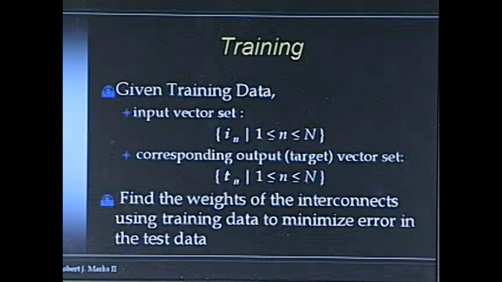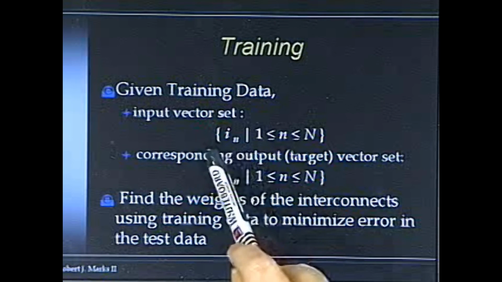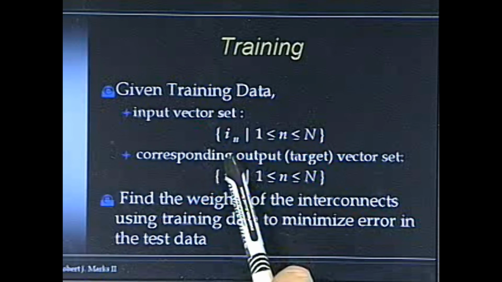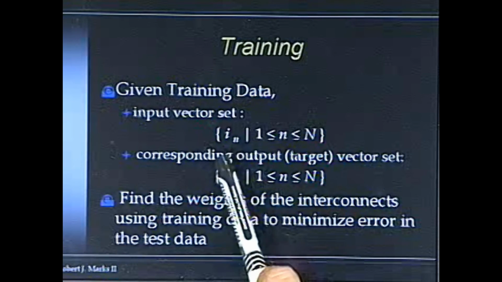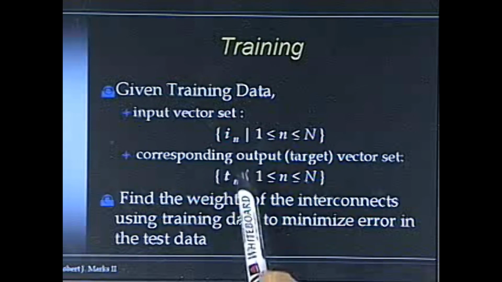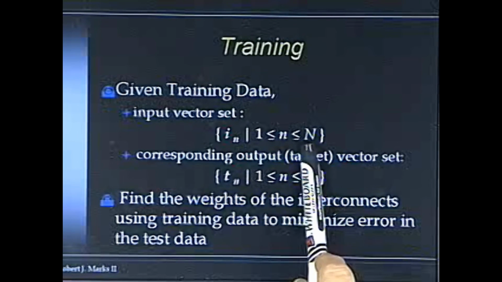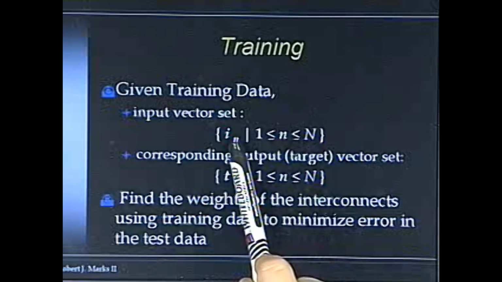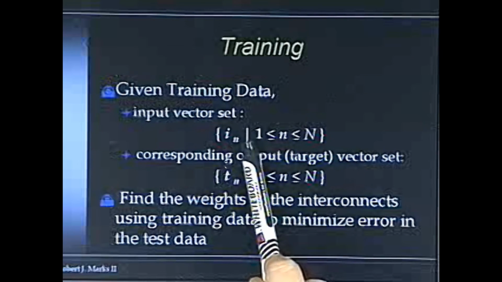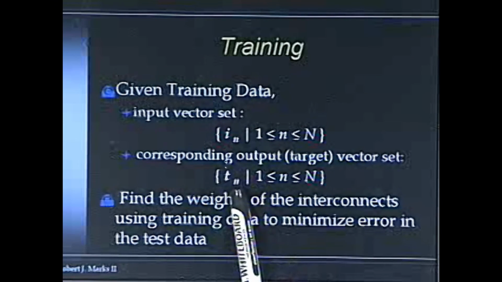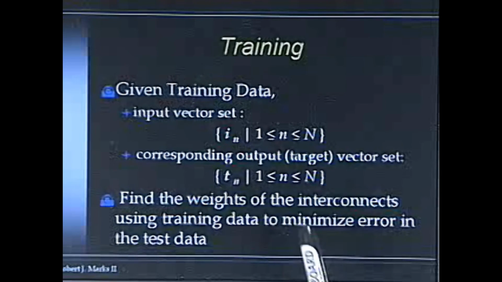So here's the problem. Given the training data, we have an input vector set. This is I sub n. So for the example that we use for the jockeys, basketball players, and sumo wrestlers, this would be the weight and the height. So n would be equal to 2, corresponding to 2 features, the weight and the height. And what we would like to do is we would like to have that weight and the height correspond to what we refer to as the target vector. The target vector is what we want.